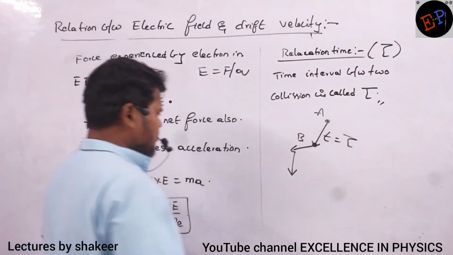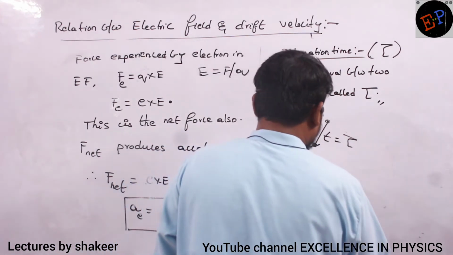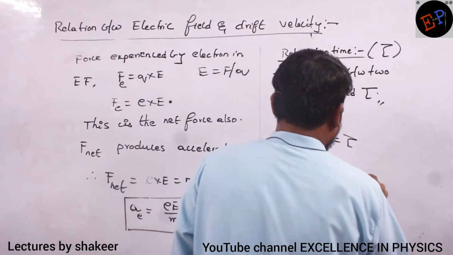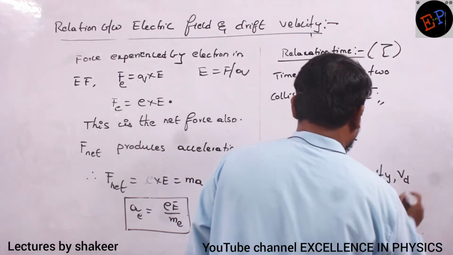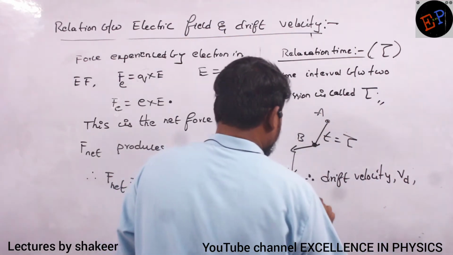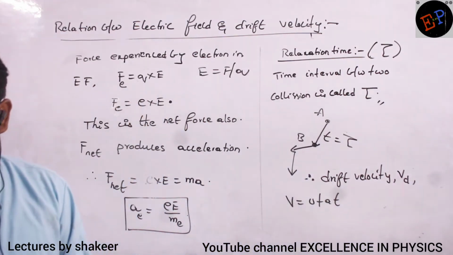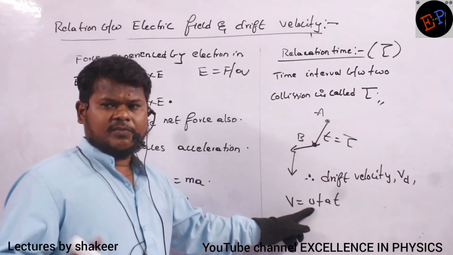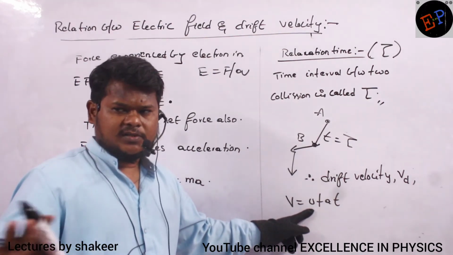So therefore, drift velocity, Vd, how can I calculate? We can write v = u + at, no? After collision, let us consider the velocity of the electron becomes 0. After collision with an atom, we consider the velocity becomes 0.